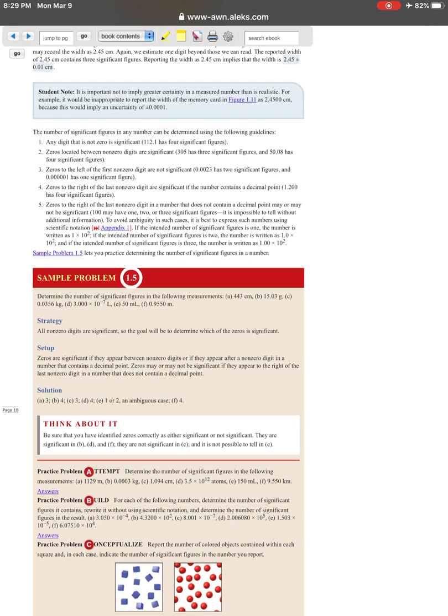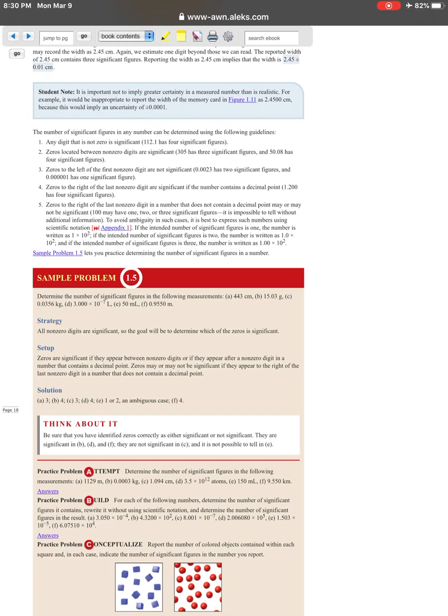100, for example, might have 1, 2, or 3. It's impossible to tell without additional information. In other words, if the zeros are to the right and there's no decimal point, we don't know whether they're significant. That's interesting, right? So there are ways to figure it out for many examples, and we'll perhaps go with that later on in this question, in this number 5.